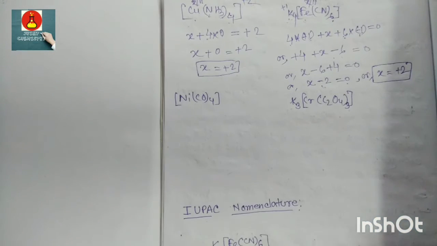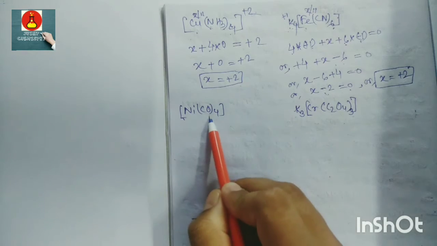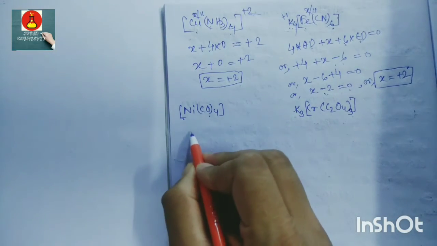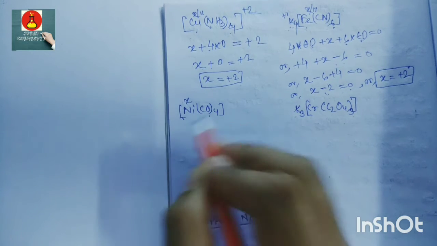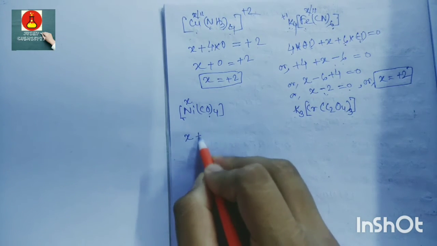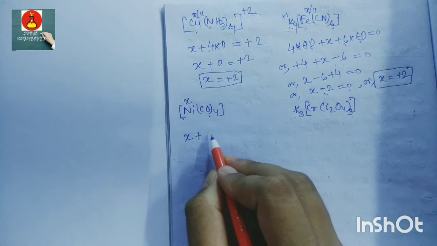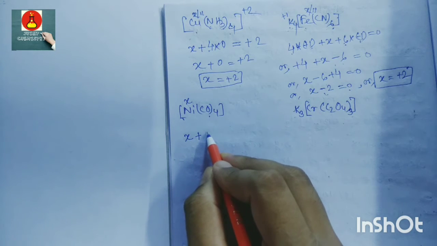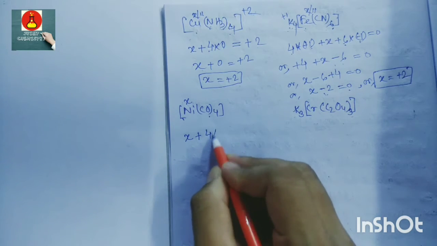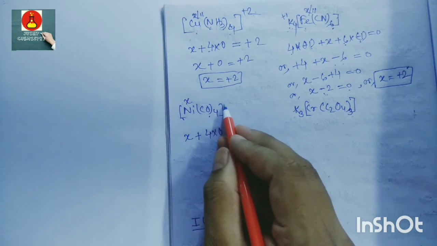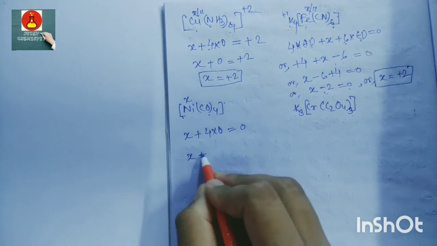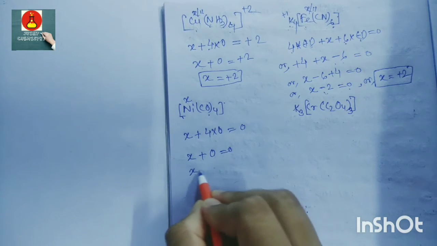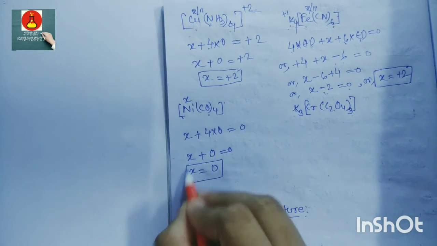Now let's do another example. This is again nickel carbonyl, which I have already done. So again, let's say it is x. So x plus, now there are 4 carbonyl ligands, which contribute 0 charge. So 4 into 0 is equal to, there is no charge outside of this complex, so it will be 0. So x plus 0 is equal to 0, so x is equal to 0, right?